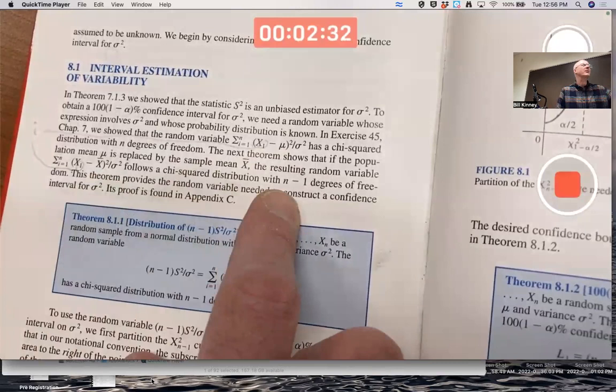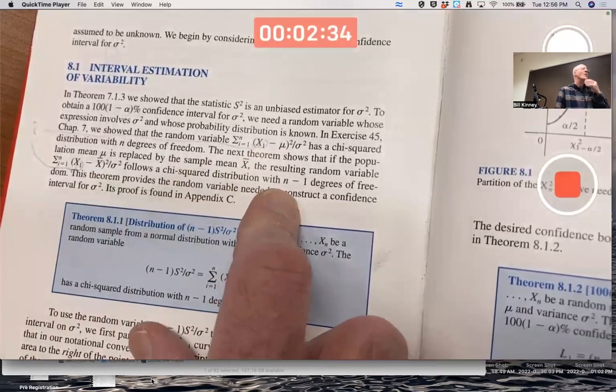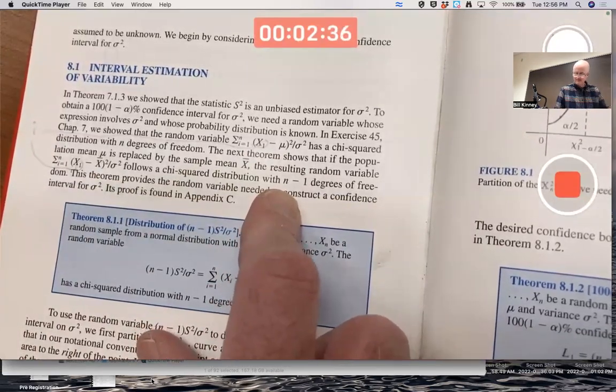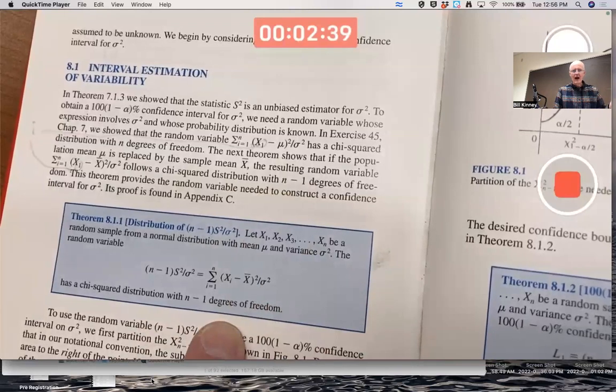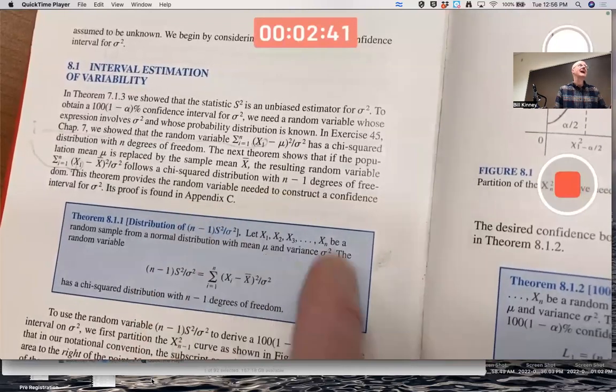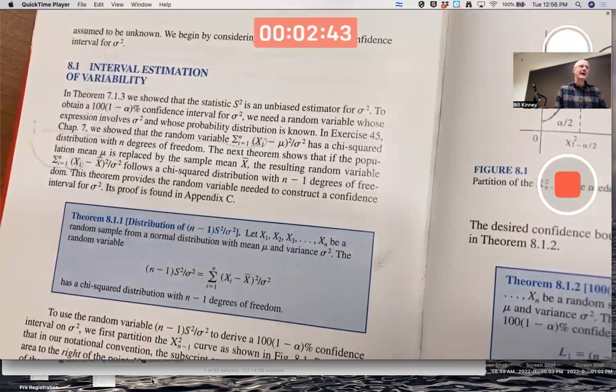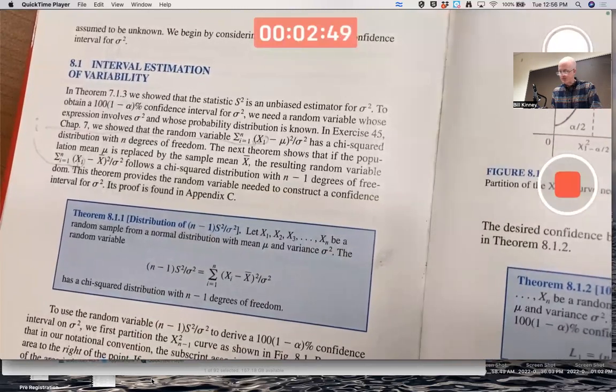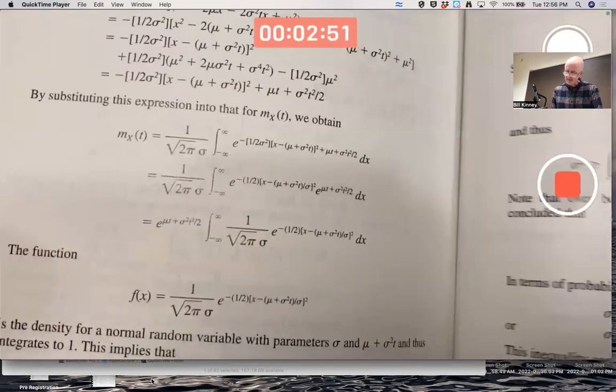We lost a degree of freedom. Why? That's what this theorem says. Why? The proof is in Appendix C. Uh-oh. Proof is in an appendix. Must be hard. Should we peek at it anyway? Proof of theorem 8.1.1, Appendix C.